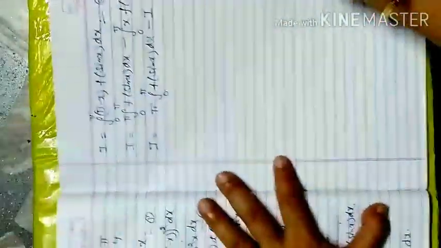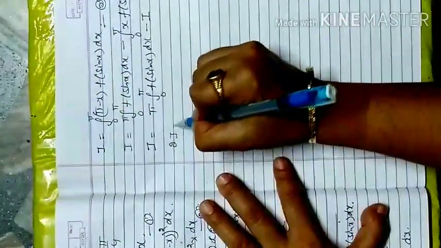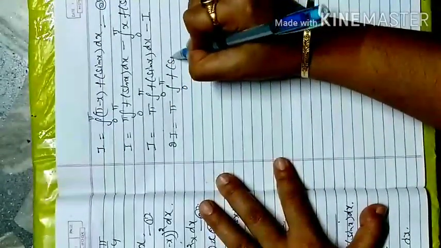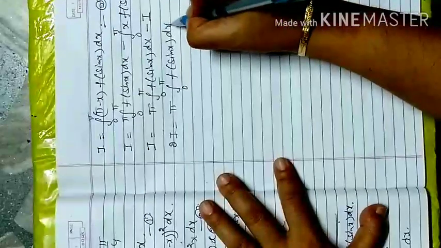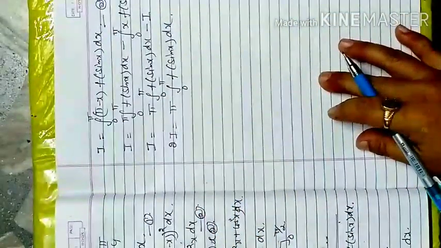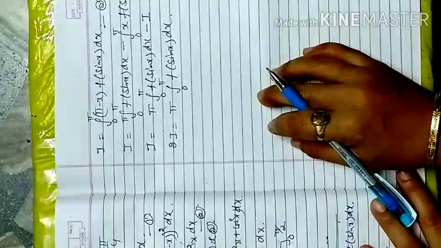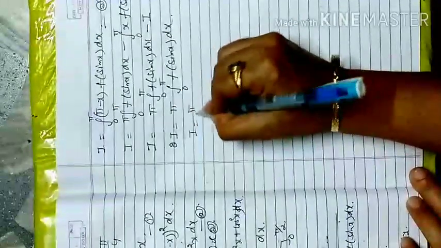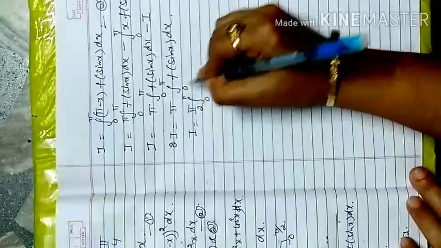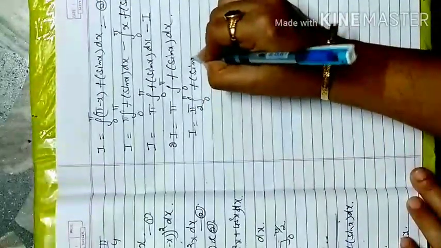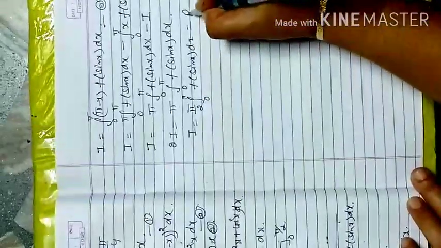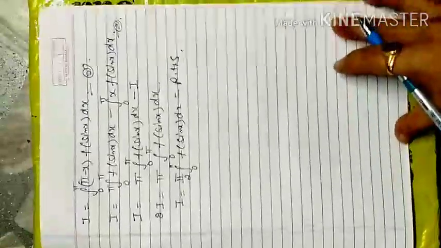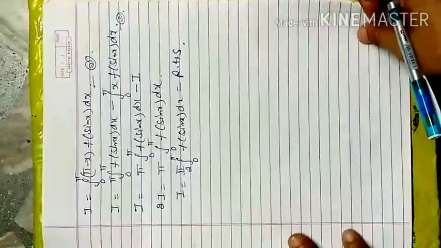When I shift it to this side, that will be 2I equals integral 0 to pi f sin x dx. So that will be my required condition. Here if you shift 2 to this side, I is equal to pi by 2 times integral 0 to pi f sin x dx. So that is exactly equal to the right hand side that you want to prove in this.